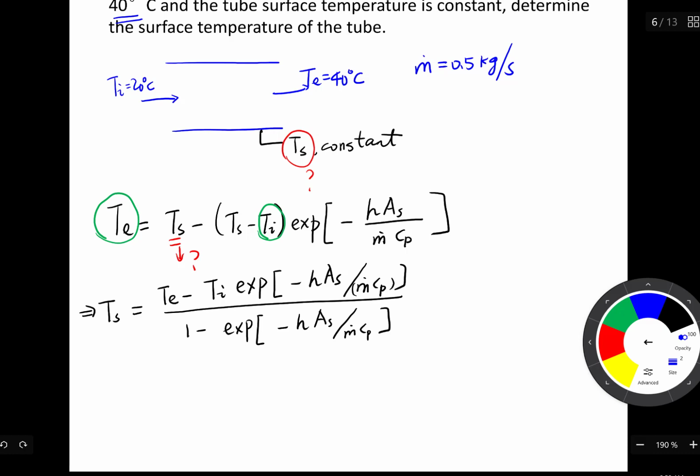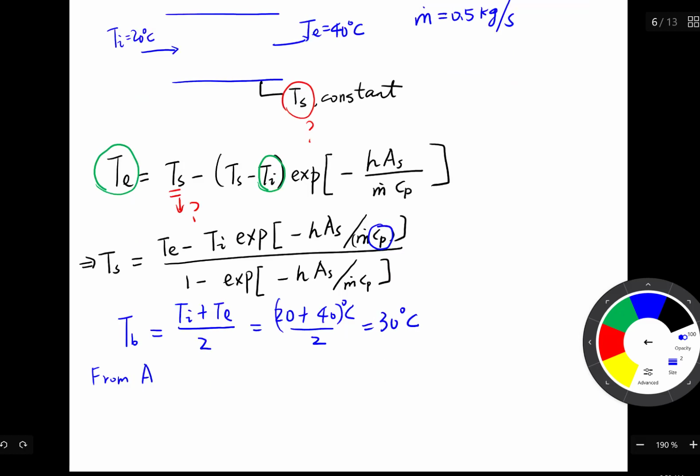So in this equation, at which temperature should we evaluate Cp? Yes, we should evaluate Cp at the bulk mean temperature, which is the average between the entrance temperature and the exit temperature. Then from table A-13, we can find Cp.